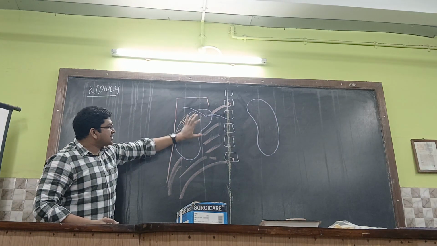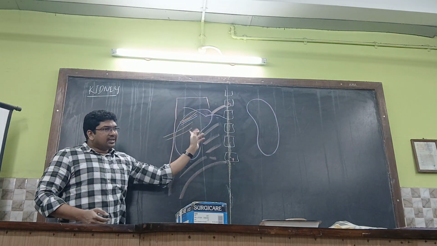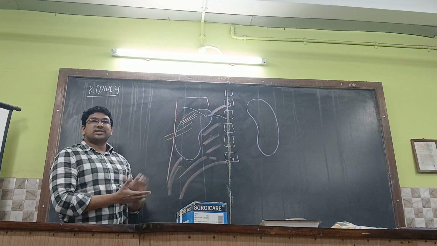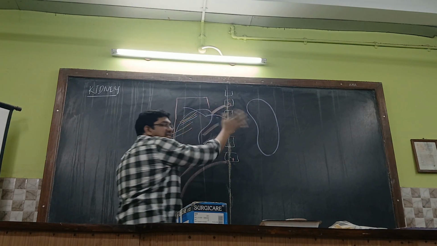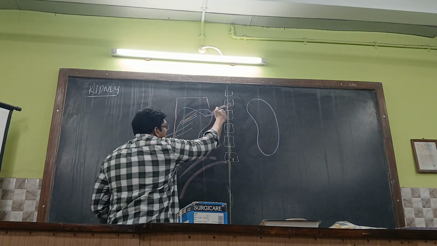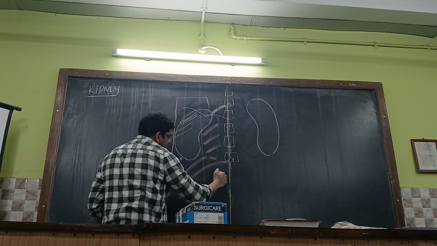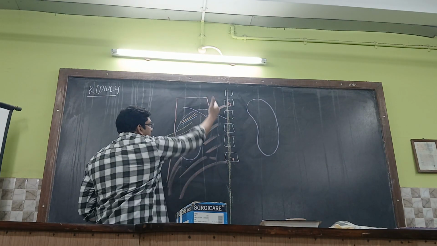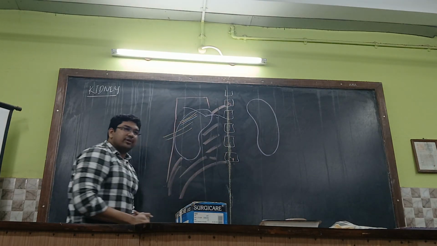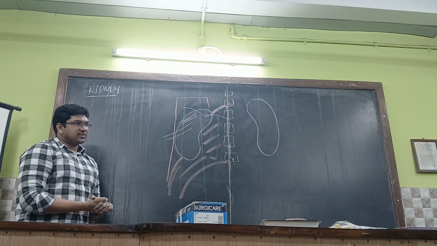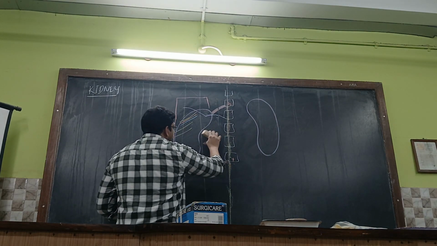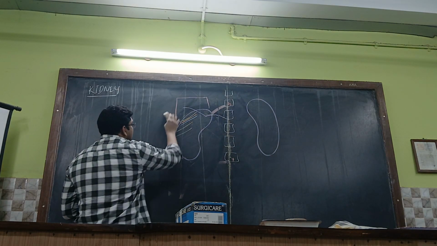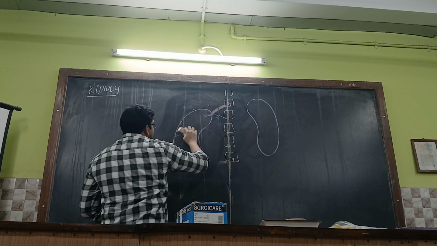These are the relations of the posterior aspect of the kidney, and they are common on either side. Here will also run the sympathetic trunk, right and left. Those will be the relations. So we have found the posterior relations. Now let us see the anterior relations. That is very important, and it will be asked as short notes.